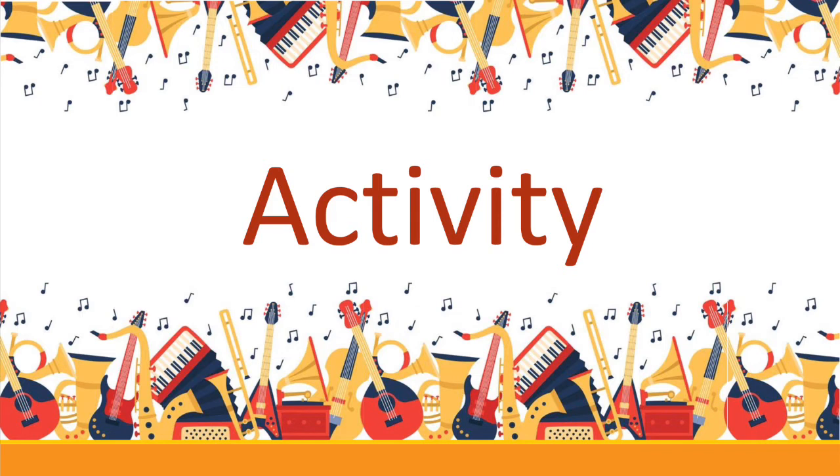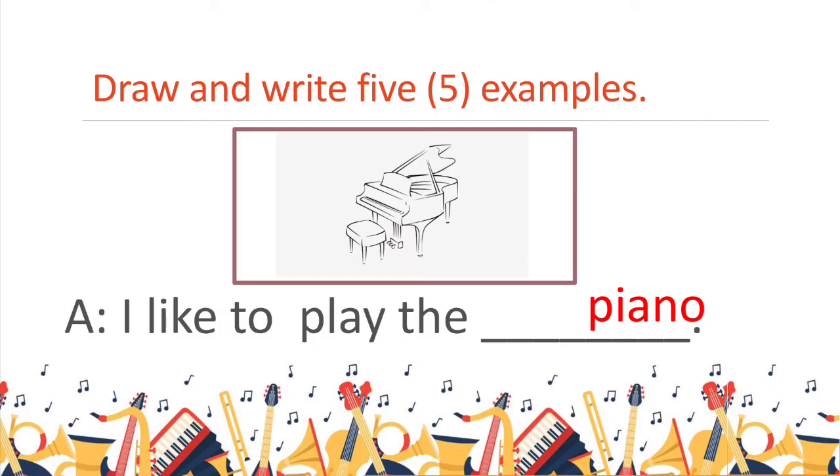Very good, students. So now, let us have an activity. Please get your notebook, draw and write 5 examples. Just like this. And answer the question, what kind of instrument do you like to play? Draw a box and then draw the musical instrument that you like. And please write the answer. I like to play the blank. For example, I like to play the piano.